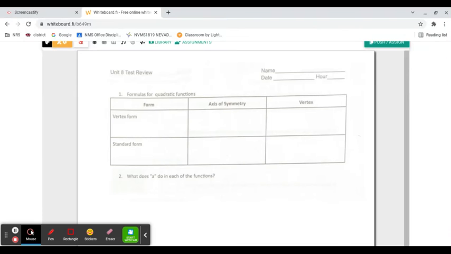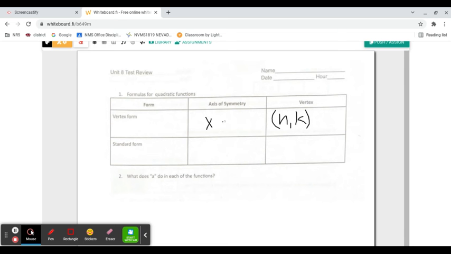All right, guys, I'm just going to get right into this because I'm not sure how long I get to talk on this video. Everyone should have already filled out the vertex form, axis of symmetry, and vertex. Really quickly, I'm just going to write them in. I'm not going to spend too much time on these, but we already filled these out together in class.